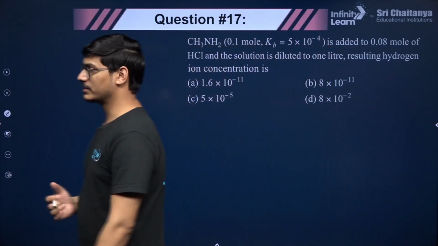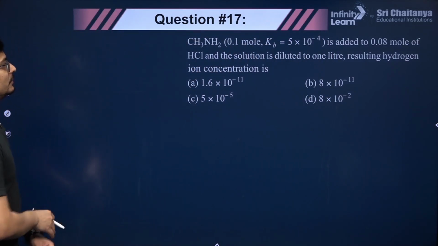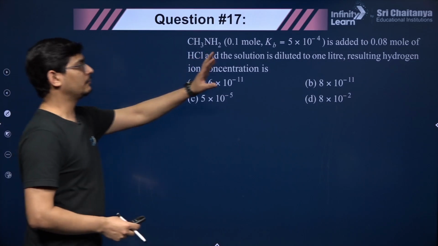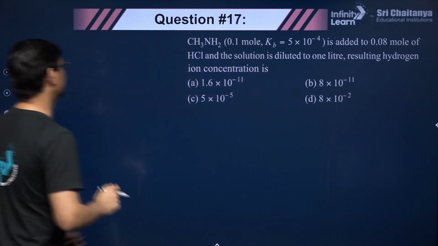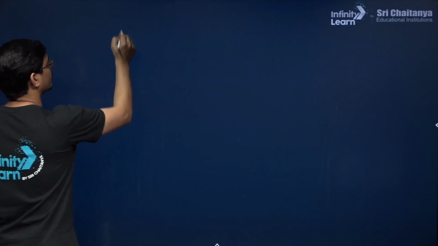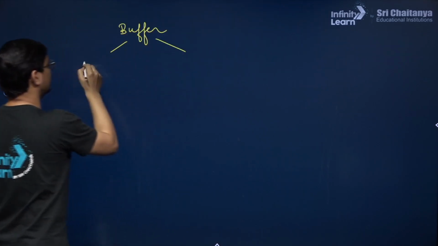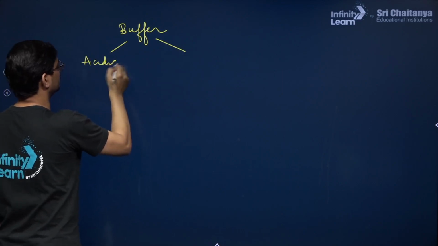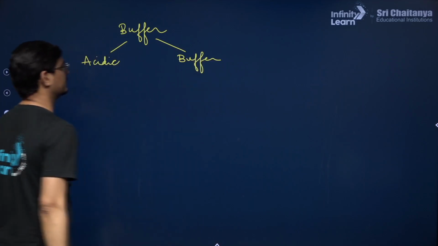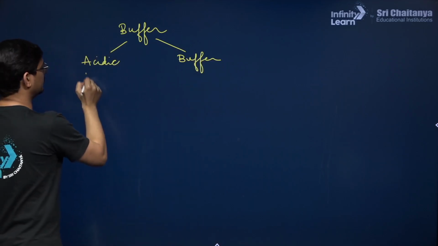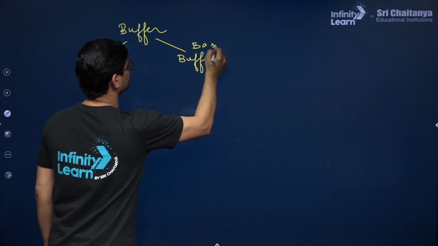Then this question is based on buffer, right? We cannot skip buffer. So here, how do we identify that a buffer is formed? Very easy. Buffers are of two types, acidic and basic buffer.